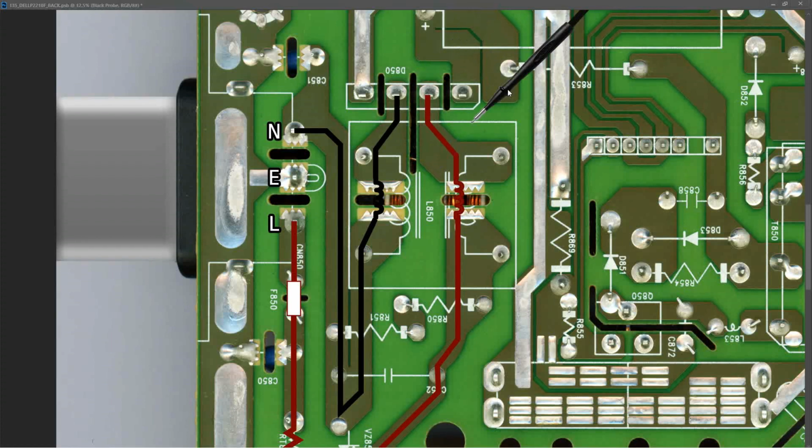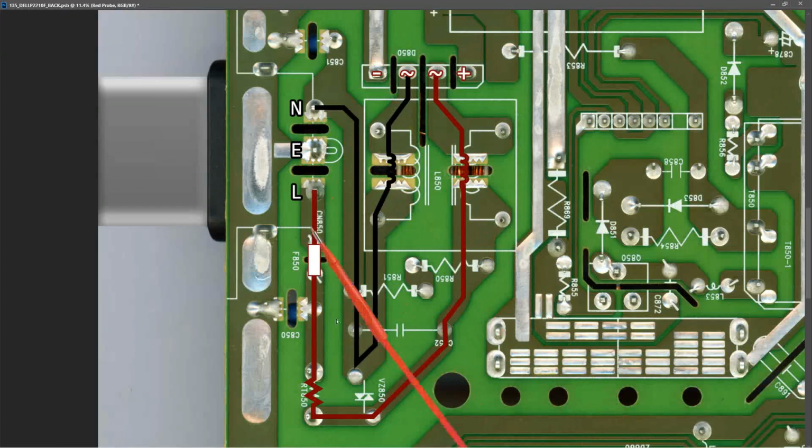Now, the purpose of our bridge rectifier is to convert our 230 volt AC mains voltage into something like 310 volts DC. If we mark out the pins of the bridge rectifier, you can see that our AC comes in our center pins, and then our DC comes out on our outer pins.